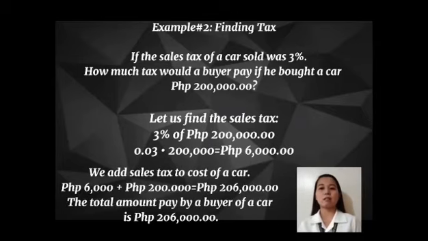We add sales tax to the cost of a car. 6,000 pesos plus 200,000 pesos is equal to 206,000 pesos. The total amount paid by a buyer of a car is 206,000 pesos.